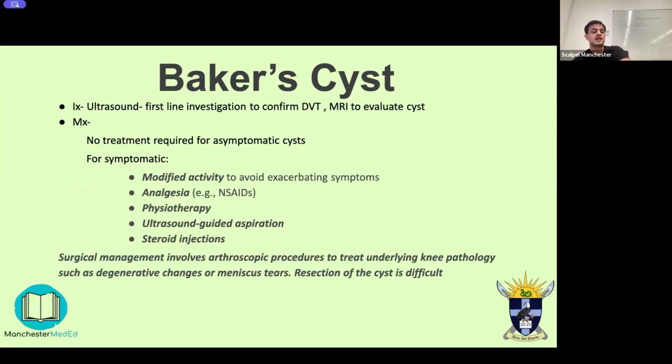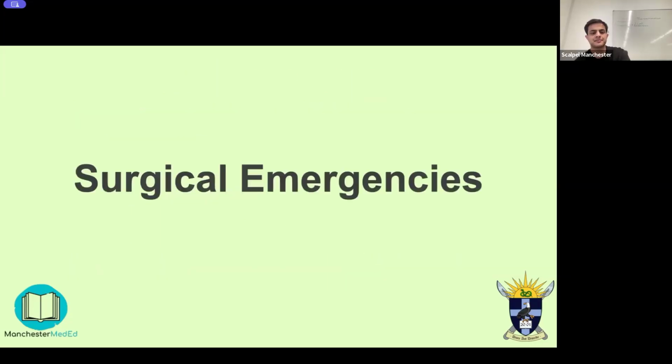So yeah, investigations. Ultrasound is the first line of investigation to rule out a DVT. So not to confirm a DVT, but rule it out. And then you want to get an MRI to evaluate the Baker's cyst. Management. If it's asymptomatic, you don't need to treat it at all. And then if symptomatic, activity modification, analgesia, physiotherapy, aspiration, steroid injections, and the rest.